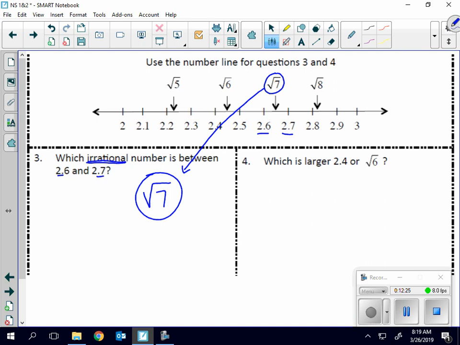All right, which is larger, 2.4 or the square root of 6? And if you have a different color, that might help you with your notes here. I'm going to do this one in red. So 2.4 is right here. I'm going to circle it. And up here is the square root of 6. So 2.4 is here, square root of 6 is here. Which one's larger? Well, obviously, as we go to the right, things get larger. So the answer is the square root of 6 is larger.